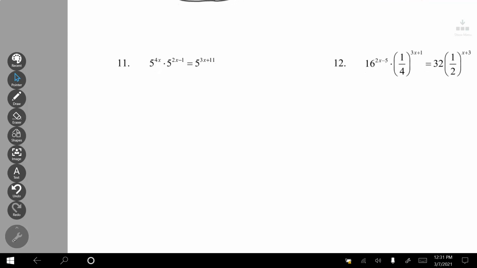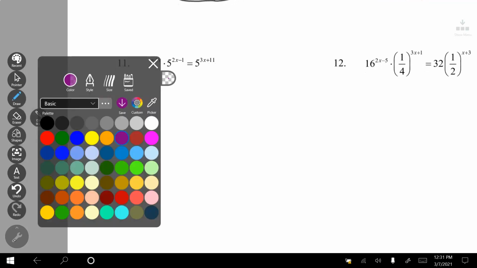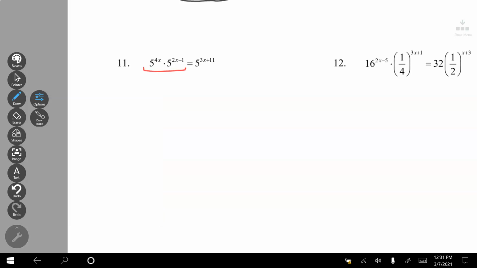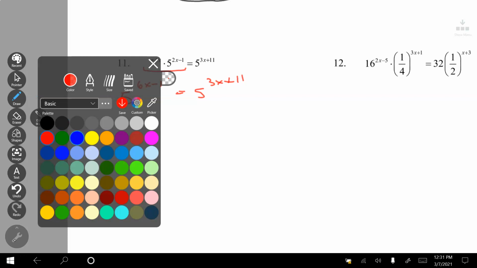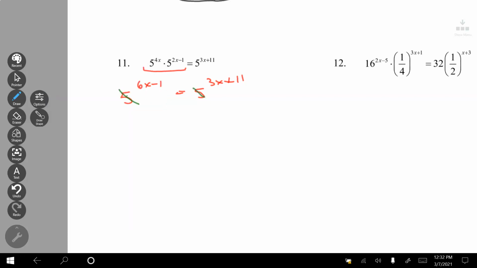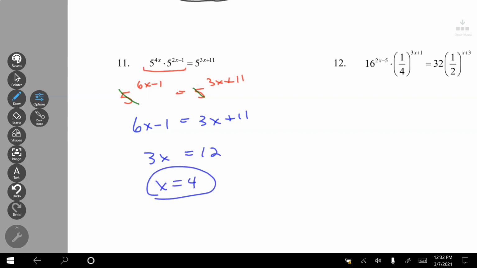Now this last couple, a lot more is going on here. So when I multiply these two things, I need to add exponents. So it becomes 5 to the 6x minus 1 is equal to 5 to the 3x plus 11. When you multiply powers of the same base, you add exponents. I do have the same base. 6x minus 1 is equal to 3x plus 11. I could bring the 3x over. I could bring the 1 over. I get x equals 4.